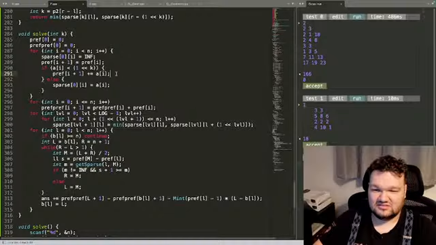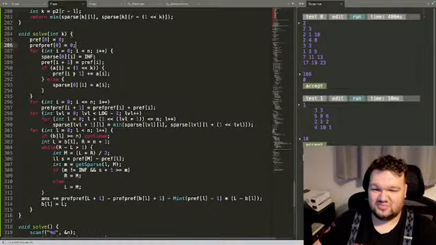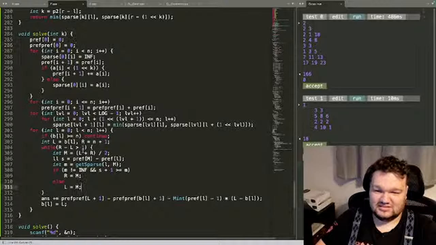Otherwise, add a_i. If the element is big, then for sparse, if the element is small, then it's inf. Otherwise, we put it in sparse. Then we build the sparse table, and also I have this pref, which is for calculating the answer. I have prefix sums of prefix sums, and then for every left border, this is our previously reached position.